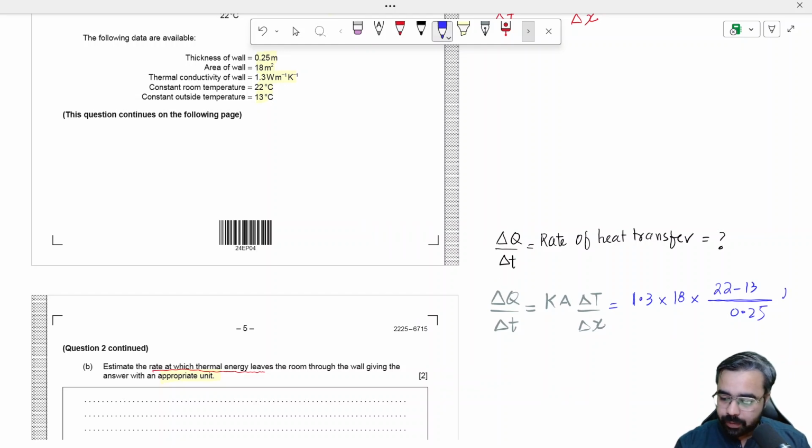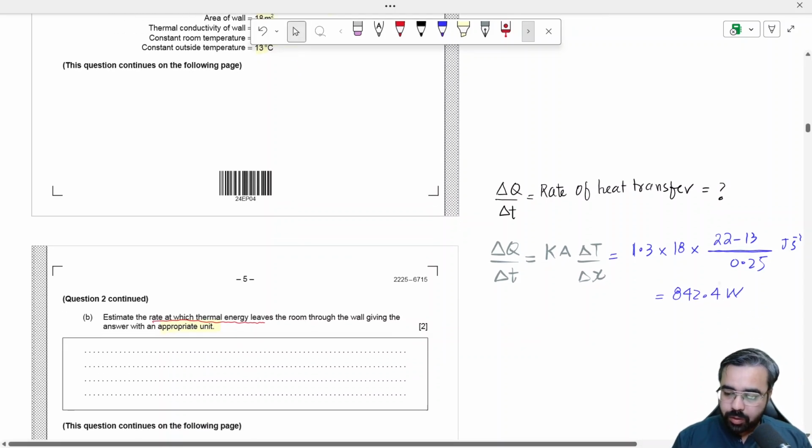So joule per second, which is also equivalent to watt. Because you can also call it power transferred. Okay, so its answer is 842.4 watt.